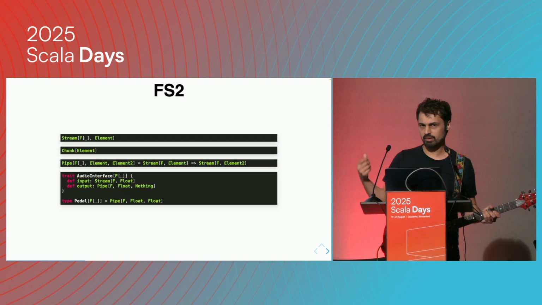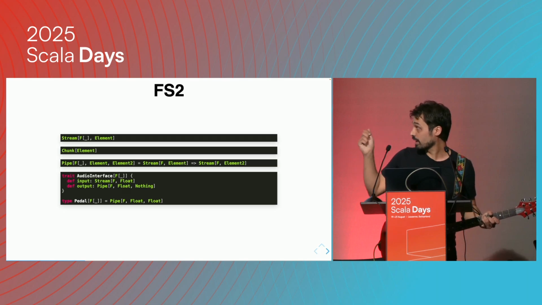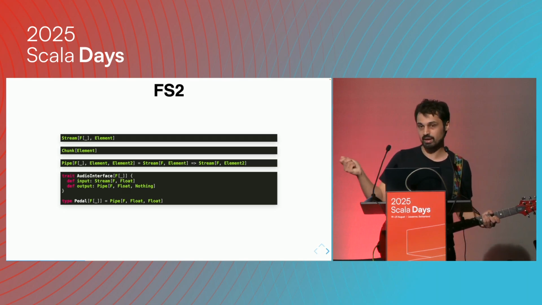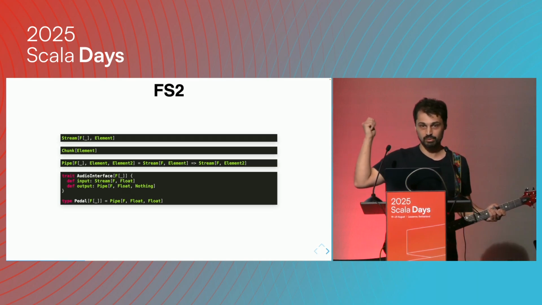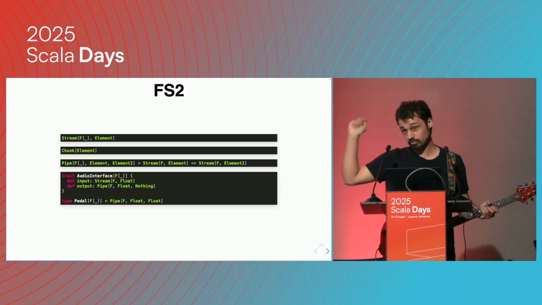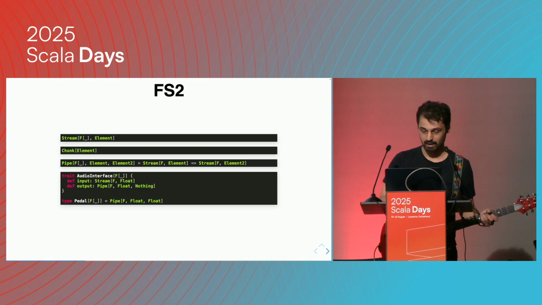Other streaming libraries have this concept of a sink. This is what a sink looks like in FS2. And while we've set this up, you get this really nice description of a pedal, because a pedal, we said, was something that takes an audio signal and turns it into another audio signal. That's taking a stream of floats, turning it into another stream of floats. So it's just a pipe from float to float.